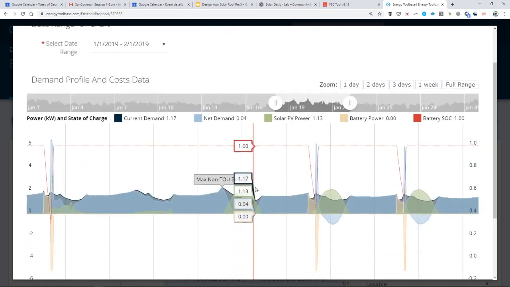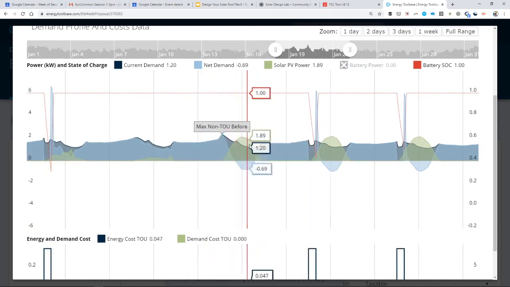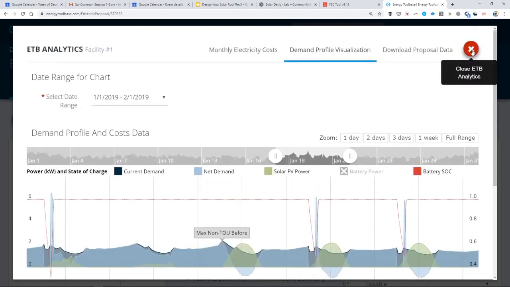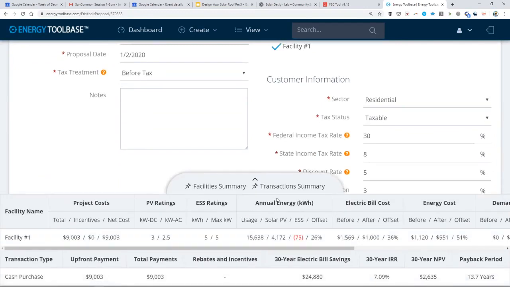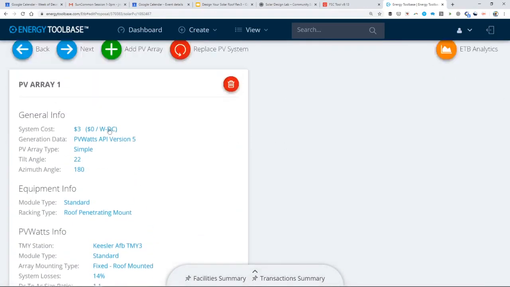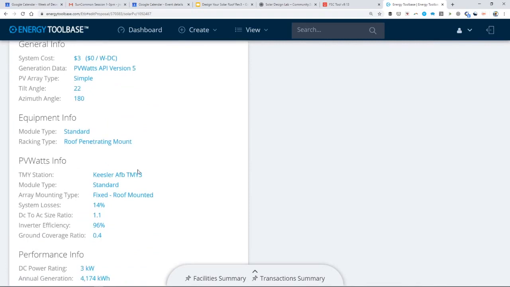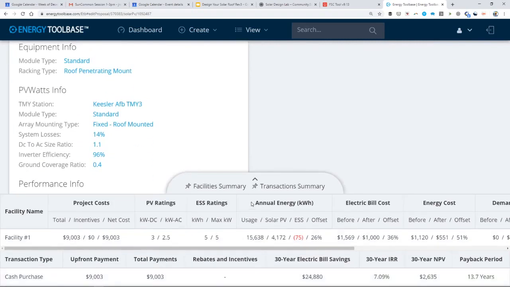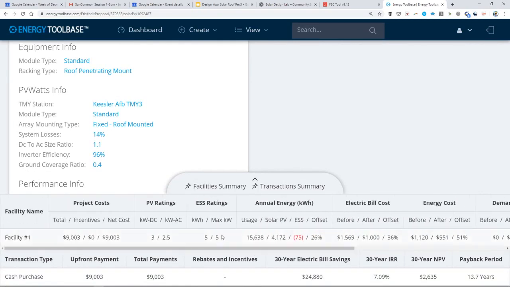We go and we look at our, okay, so now we have a solar array coming on at the same time. So we can get into the solar array size, and here we have the system cost and the system size. And we look at our calculations that are built into it right now. We see our payback period down here in the corner at 13.7 years.